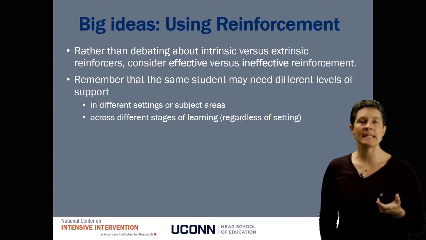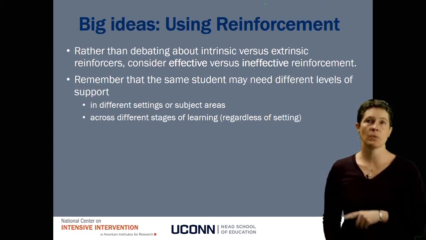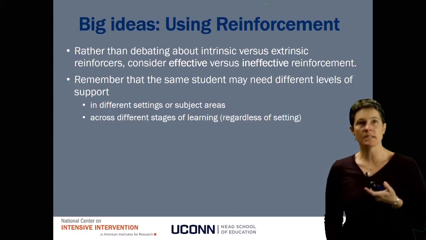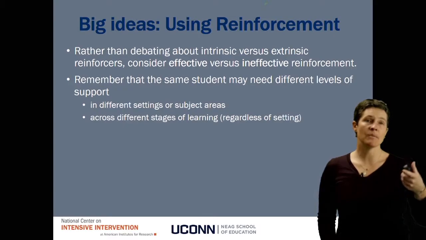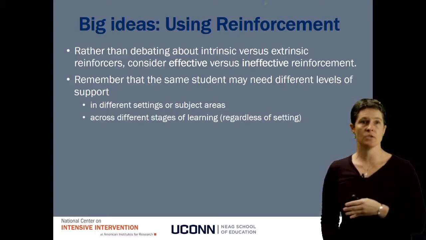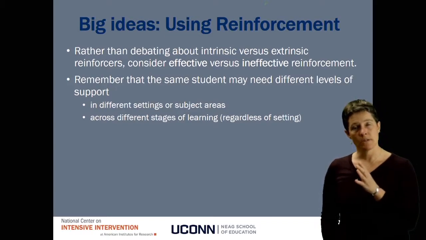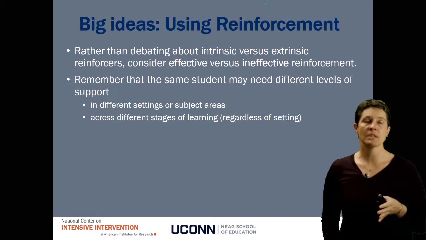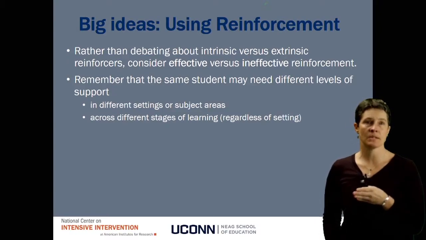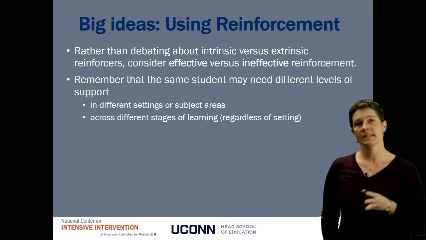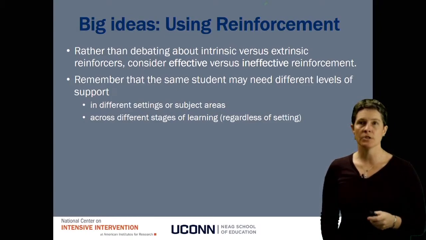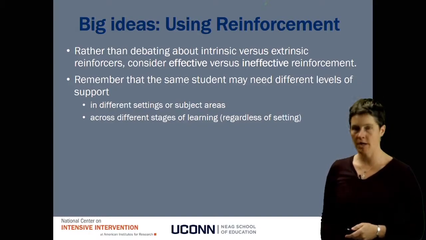Remember that the same student might need different levels of support in different settings or in different subjects. So we all have different strengths and weaknesses. So thinking about a student who has a good set of skills in math might need less extrinsic reinforcement in math than they do in reading. Or they might need more social support than they do academic support, or vice versa. And as they move across stages of learning, regardless of the setting they're in, so general ed, special ed, anything in between, the type of reinforcement that they're receiving and the rates of reinforcement that they're receiving should match their need, as opposed to match the setting or a particular student. The same student needs different levels of reinforcement as they move across their day, as they move across settings. And so we have to be really mindful of that as we set up a reinforcement system, that we're adjusting our levels of reinforcement depending on student need. And we'll use some data to guide that, which we'll talk about in some future modules.